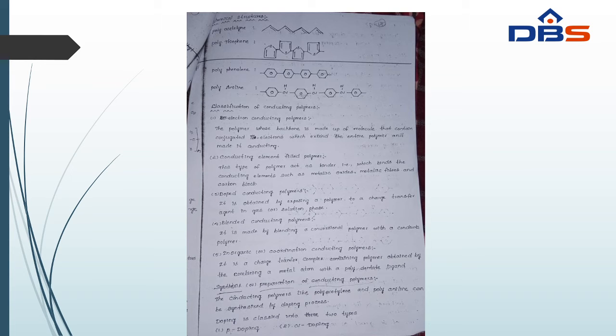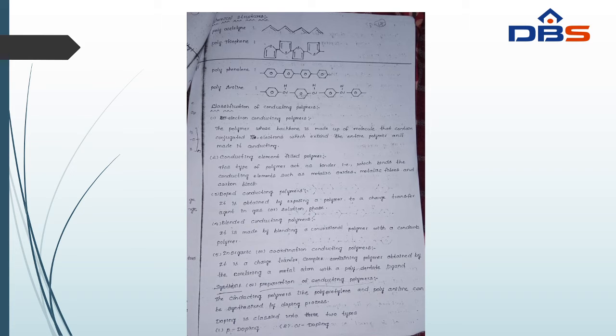Next one, synthesis or preparation of conducting polymers. Conducting polymers like polyacetylene and polyaniline can be synthesized by the doping process.